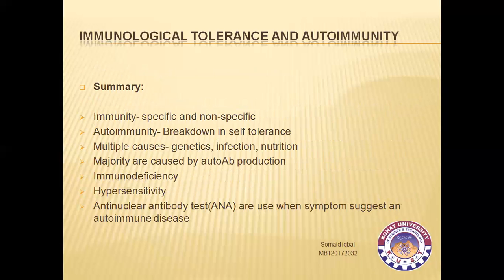These are the summaries. Immunity is composed of specific and non-specific. Autoimmunity is a breakdown of self-tolerance. There are multiple causes: genetic, infection, and nutrition. The majority are caused by autoantibody production. If there is too little immunity, it is called immunodeficiency. If there is too much immunity, it is called hypersensitivity. Anti-nuclear antibody tests are used when symptoms suggest an autoimmune disease.